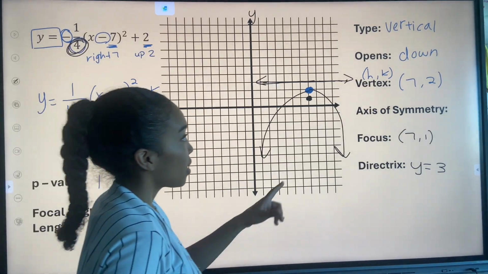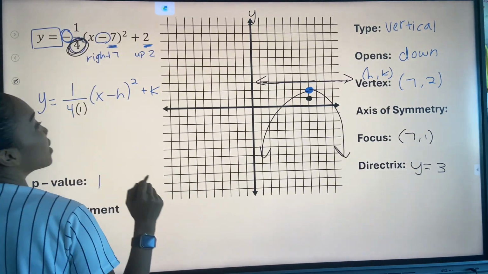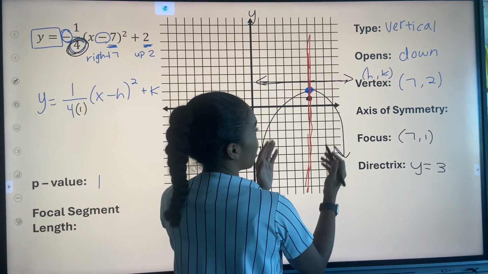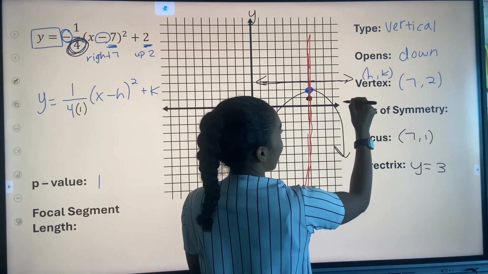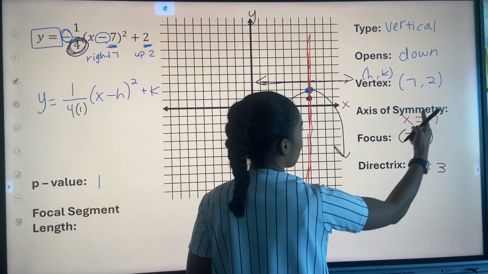This symmetry would be 7. Yep, your axis of symmetry, not just 7, what are you going to put? At x equals 7. Yes. So this is your axis of symmetry. That's the line that would split your graph in half. And that's the x-axis at 7. So that's x equals 7 for the axis of symmetry.